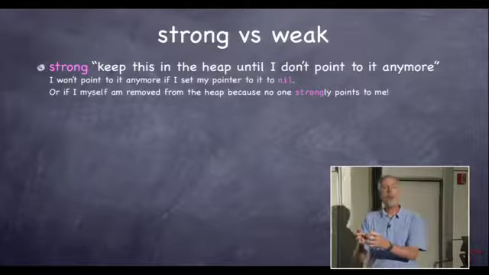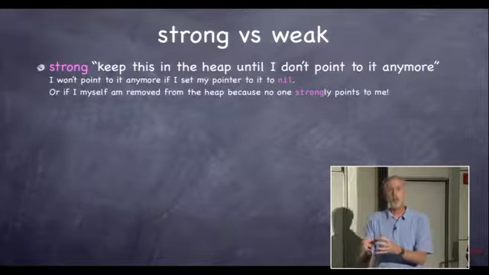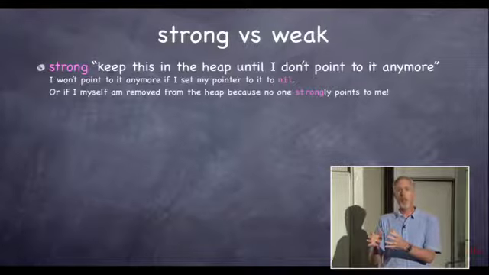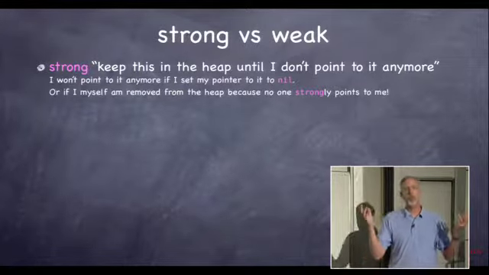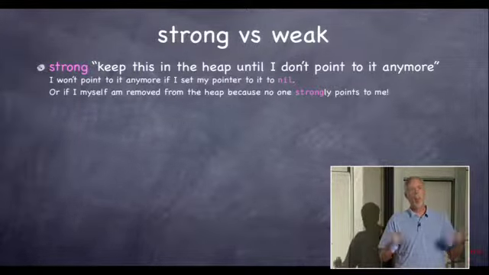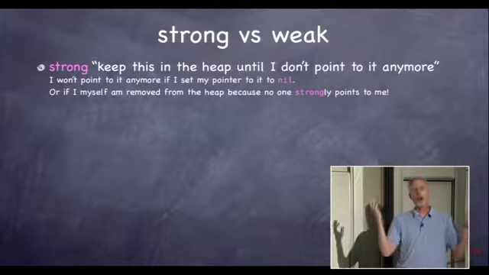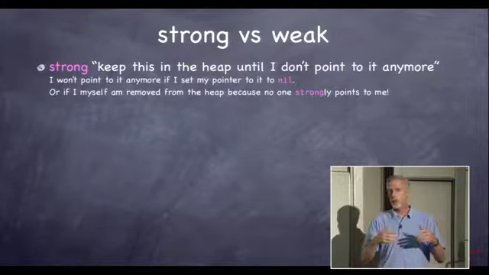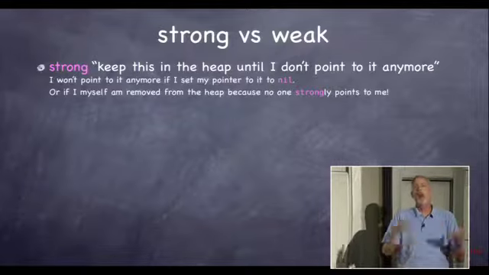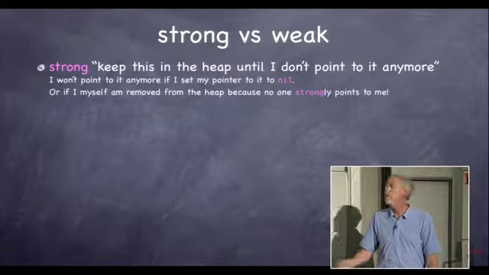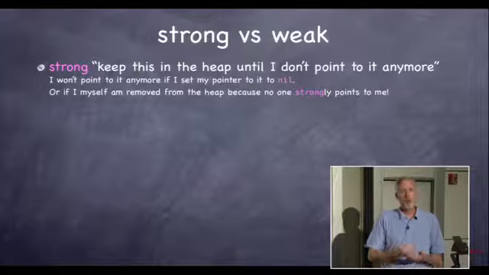And the only way I won't point to it anymore is either I set this pointer to nil, obviously it's not pointing to it then, or I get thrown out of the heap. So all my pointers are no longer pointing because I'm gone. I got thrown out of the heap because no one strongly pointed to me. So now I'm gone, and obviously all my strong pointers no longer point there. So that's what strong means.